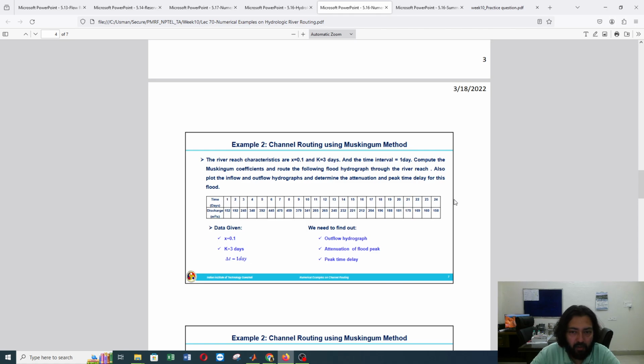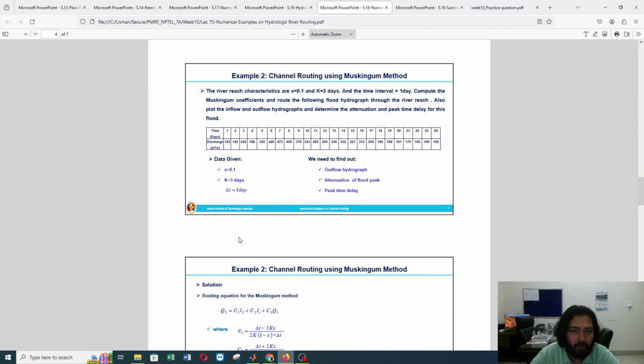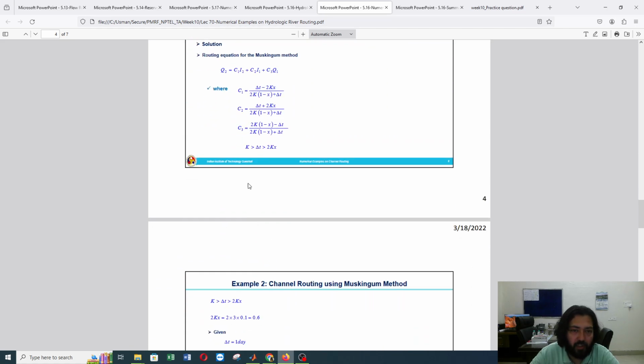So we know the value of time and we know the value of Q, right? So we need to find the outflow hydrograph, attenuation and peak time. The first thing we are going to do is check whether it satisfies the condition or not, and the condition is k should be greater than delta t, and delta t should be greater than 2kx. So the value of k is 3, delta t is 1 and 2kx is 0.6. So we can say that 3 is greater than 1 and 1 is greater than 0.6.